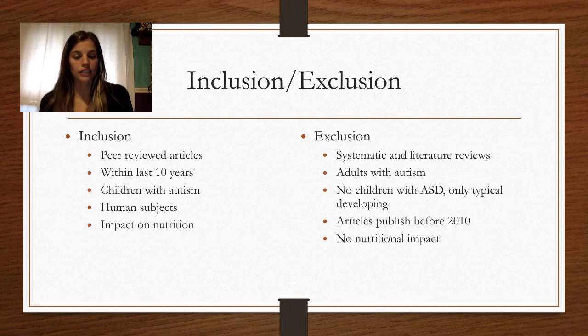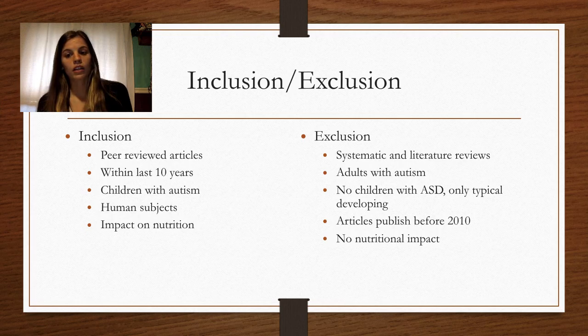For the exclusion criteria, all systematic and literature reviews were excluded. Articles that focus on adults with autism were also excluded because I wanted to focus on children. And articles that did not have any children with autism and were focusing on typically developing children were also excluded because the focus was on autism. But it did not necessarily matter the severity of their autism. Articles published before 2010 were excluded, except for the one, and articles that did not mention nutritional impact were also excluded.